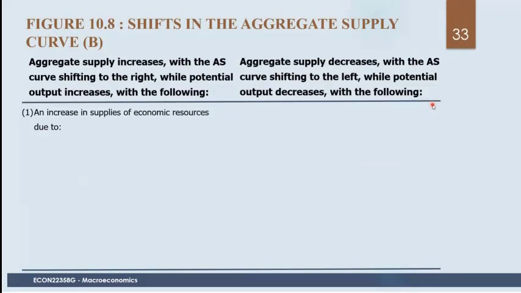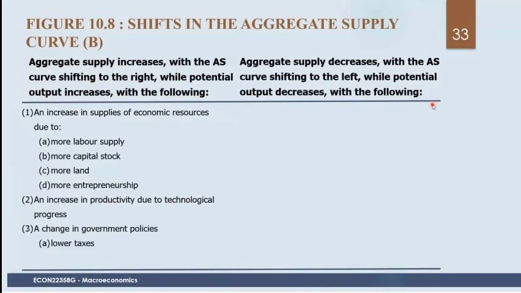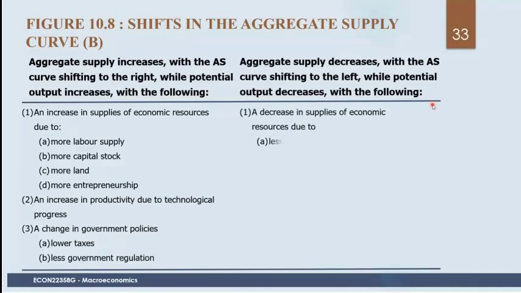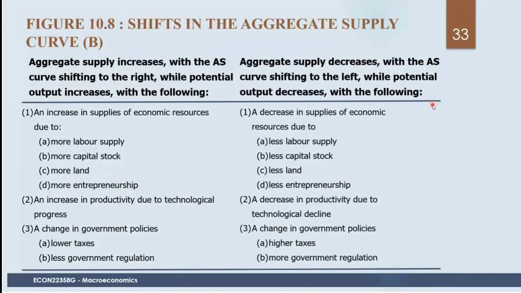And so if there's an increase in supplies of economic resources, so if there's an increase in the number of people, or there are new tools or technology, that shifts both of the curves. Okay, so any of those things would shift both of the curves to the right. And then on the right here, we just have the opposite. So these things would shift both of the curves to the left.